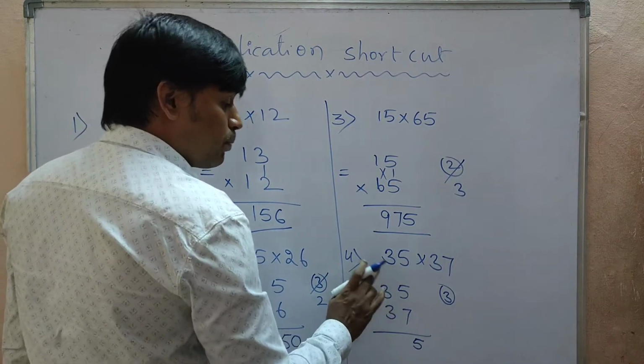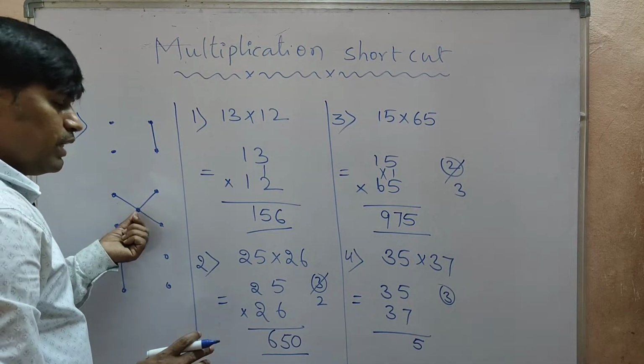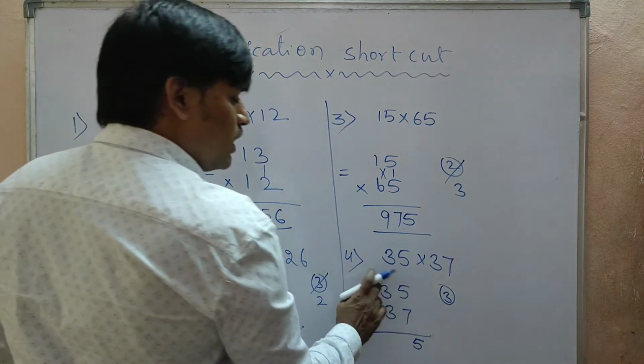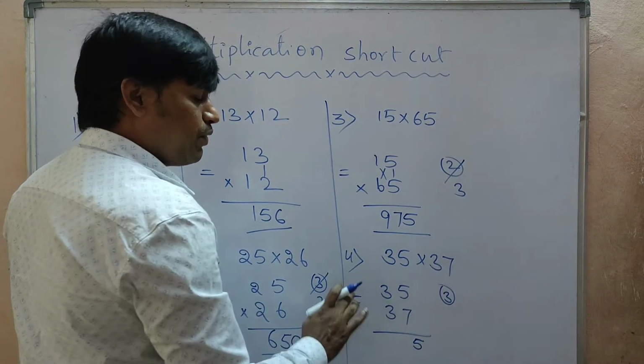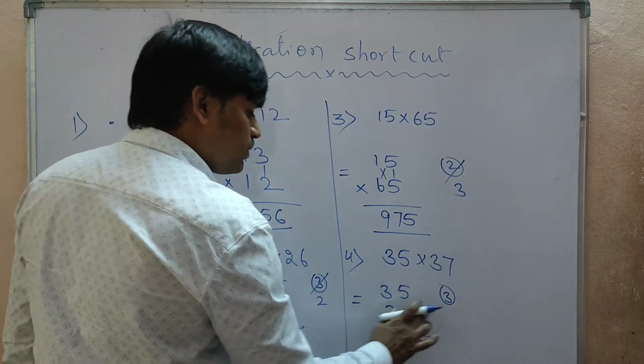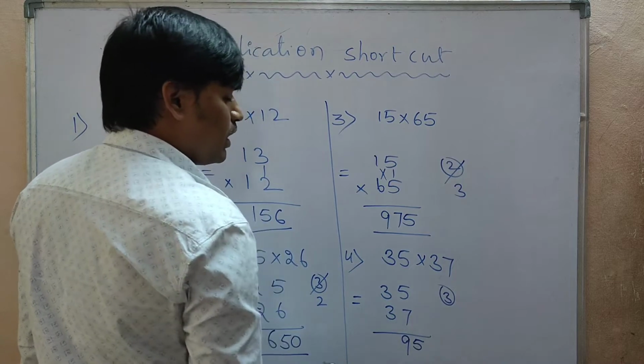7 3s are 21 plus, here these cross values are intersecting at a point. 7 3s are 21 plus 5 3s are 15. 21 plus 15 is 36. 36 plus 3, that is 39 only. Just I am taking 9 here.